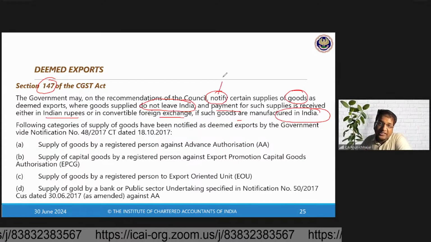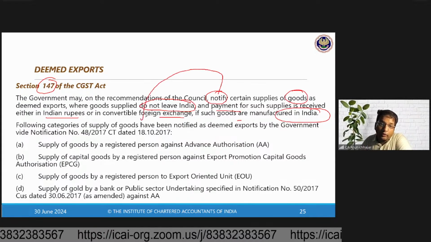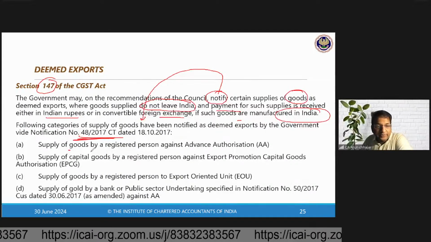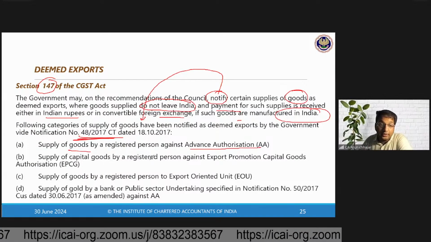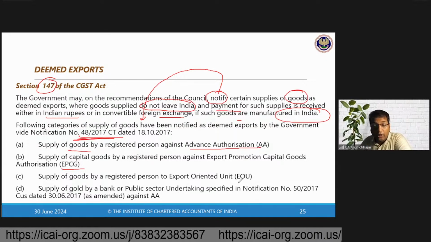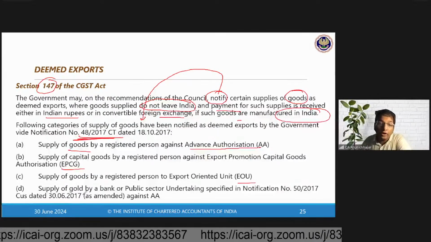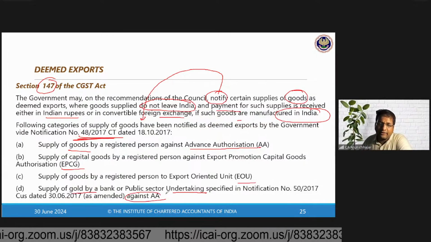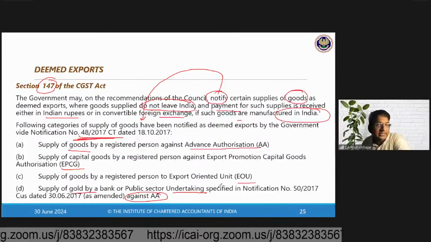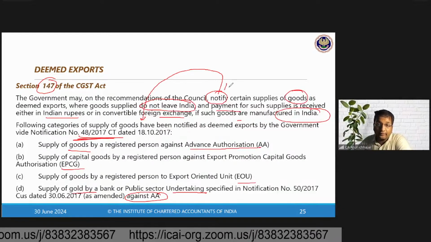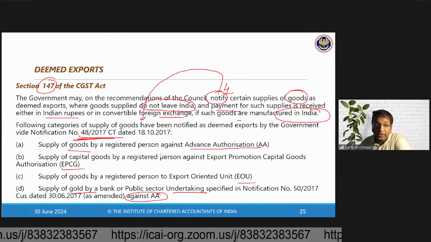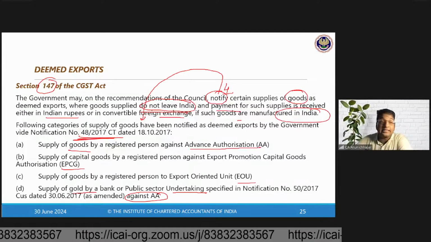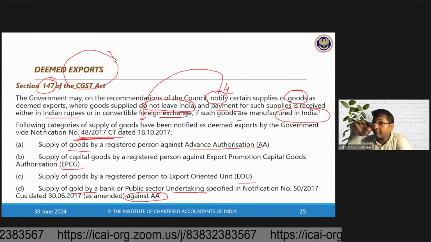What notifications have been issued until date? Only one notification. It covers four transactions: if I am supplying goods against advance authorization, against EPCG license, or to an export oriented unit, or if I'm a bank or PSU supplying gold against advance authorization. These are the four transactions which have been notified. It is for goods only. It should not leave India. So prima facie, it appears it has the word deemed export.